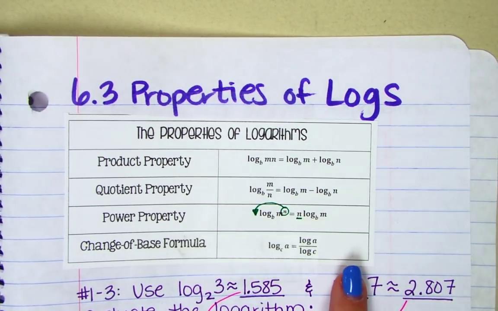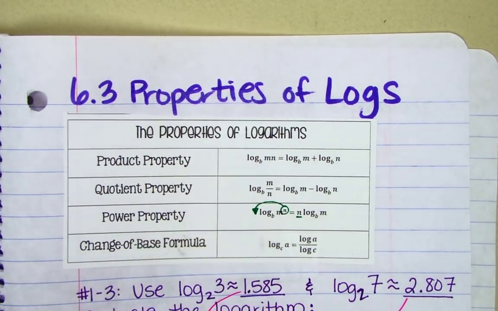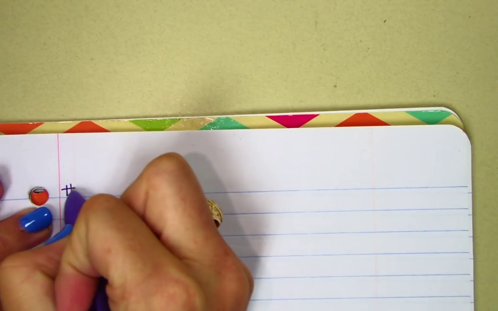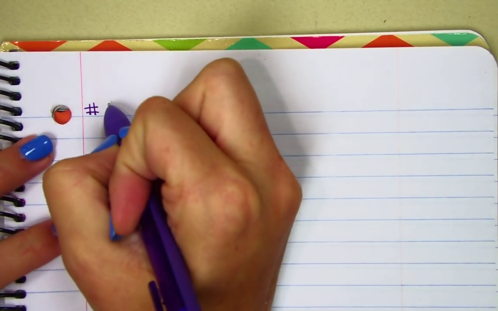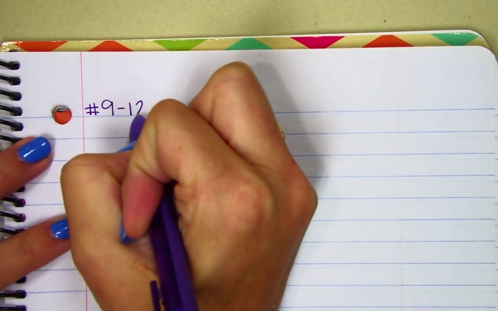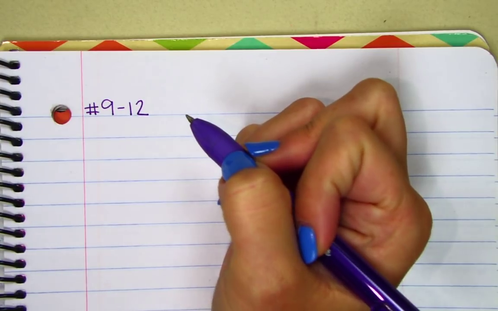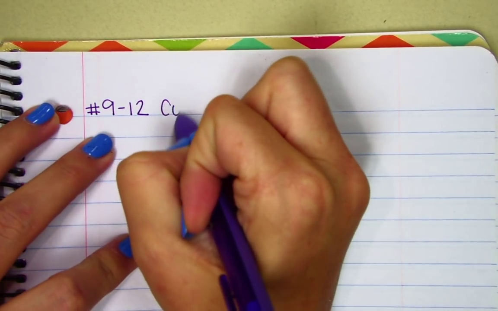The change of base formula. Still going to be using the product, quotient, and power property, but now we're going to be going the opposite direction that we went on number 8 and the ones before it. We're going to condense the log expressions. So my instructions for number 9 through 12 is condense the log expressions.